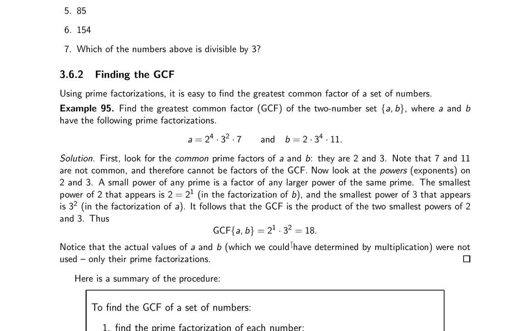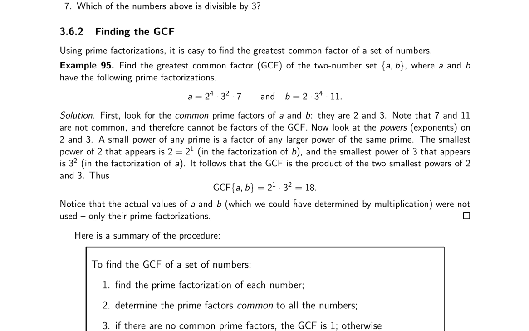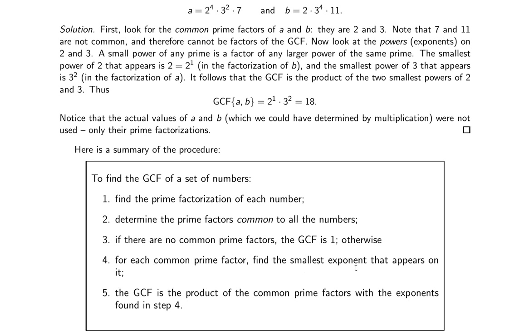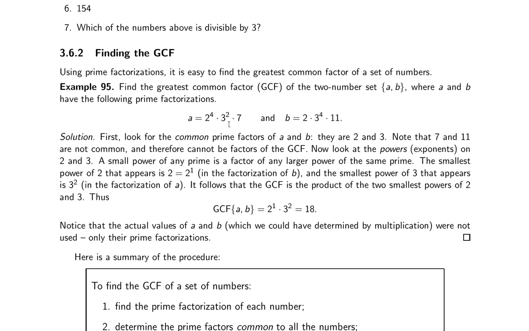And another way to see that is, you're looking for the common primes and finding the smallest exponent that appears. So for example here, we've got a 3 squared. Here we have a 3 to the 4. So the smallest exponent is 2, and that's the one we need. It's just seeing what they have in common.